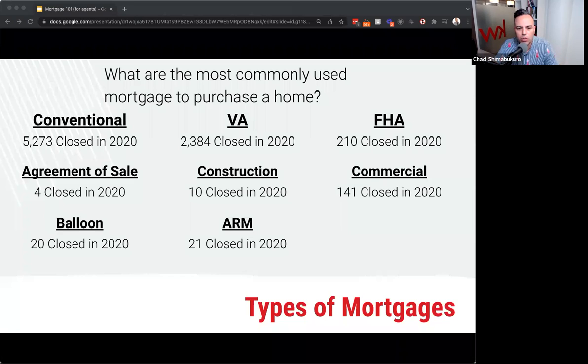VA comes in second with almost 2,400 closed. FHA, 210. Again, FHA is a little bit trickier. Agreement of sale, and I'll talk about that in a second.